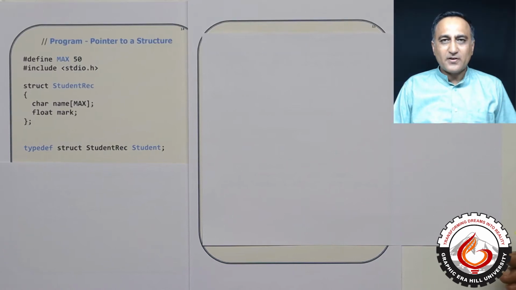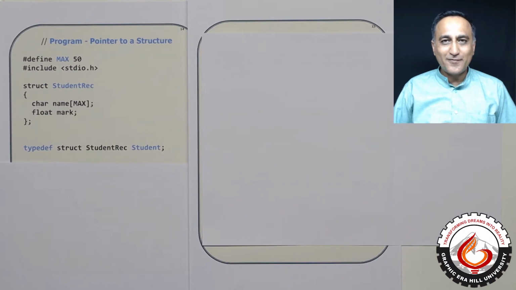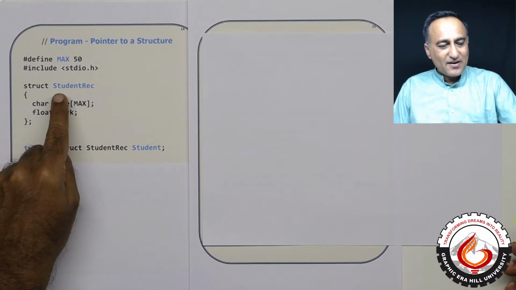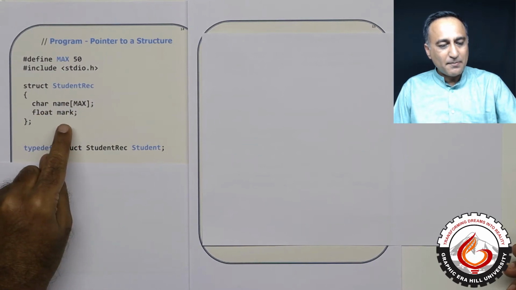Just as we have a pointer to a character type of data, a pointer to an integer type of data, a pointer to a float, in C we can have a pointer to a structure type of data, because a structure is a user defined or a user created type of data. So let us say I have a student record where I have the name and marks as the members of a structure.